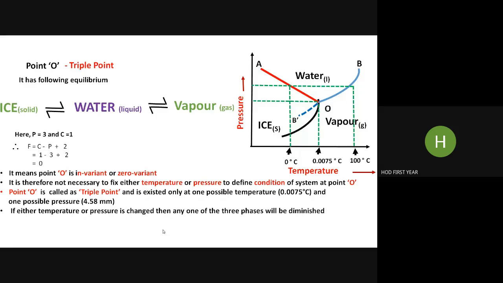So sometimes they ask, describe triple point in water system. That way also they ask. Describe triple point. So in that case, you have to write the equilibrium, then you have to calculate F value, and you have to interpret meaning of F. You should write the condition of temperature and pressure. Okay. Complete the answer.